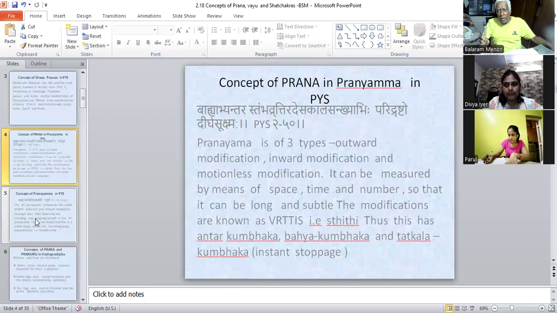In one day, 24 hours, 21,600 breaths we do. You calculate 15 to 16 breaths per minute, multiplied by 60, how much does it come to? Look. 15 breaths per minute, 15 into 60 per hour, into 24, is 21,600. Just see, 21,600. I'm right. So in a day, the number of breaths is 21,600.